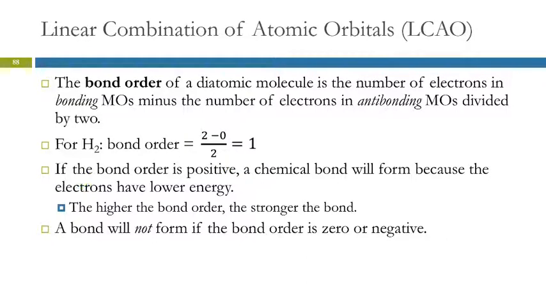If the bond order is positive, a chemical bond will form, because that tells us that the electrons have lower energy than they would as the 2 atoms by themselves. The higher the bond order, the stronger the bond. If you had a bond order of 2, that would be stronger than a bond order of 1. If the bond order is 0 or negative, a bond will not form. Okay?